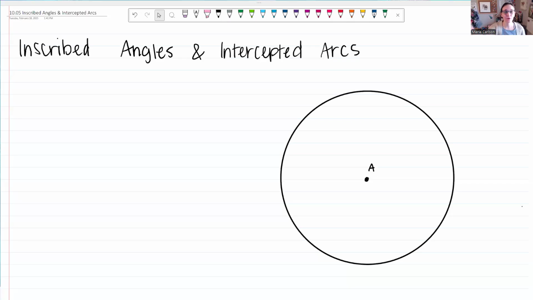Hey everybody, in this video I'm going to go through inscribed angles and intercepted arcs. Now, to start off, I drew a circle with center A, and we are going to begin by drawing an inscribed angle.